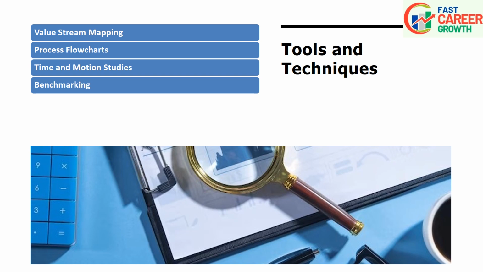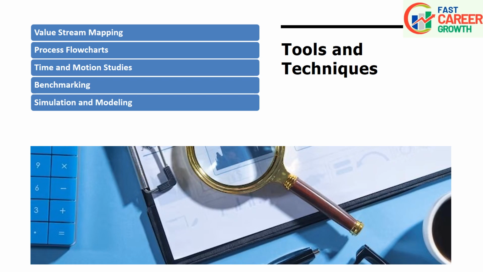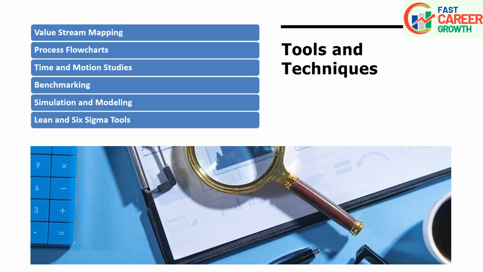Simulation and modeling. Simulation and modeling involve creating computer-based models of processes to test various scenarios and identify optimal configurations for reducing cycle time. Lean and Six Sigma tools. Lean and Six Sigma methodologies provide a wide range of tools and techniques for process improvement, including tools like 5 Whys, Pareto analysis, and DMAIC, define, measure, analyze, improve, control, for structured problem solving.